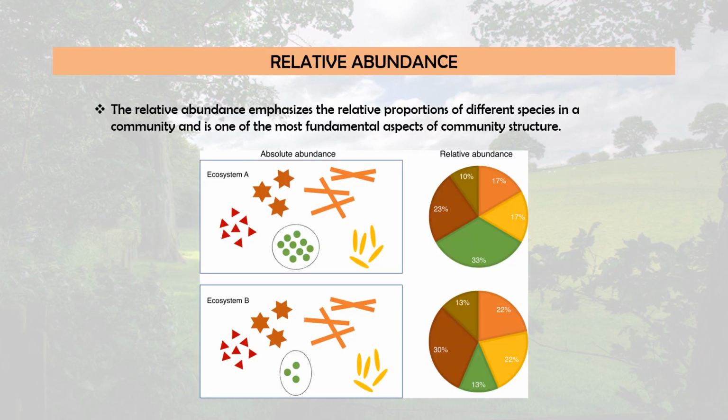Next one is relative abundance. The term relative abundance emphasizes the relative proportions of different species in a community and is one of the most fundamental aspects of community structure. There are often regularities in relative abundance of species in communities that hold whether we examine plants in a forest or moths in that forest or algae inhabiting a nearby stream.